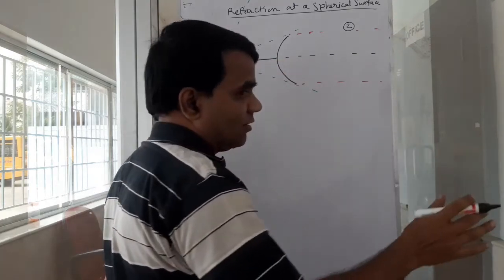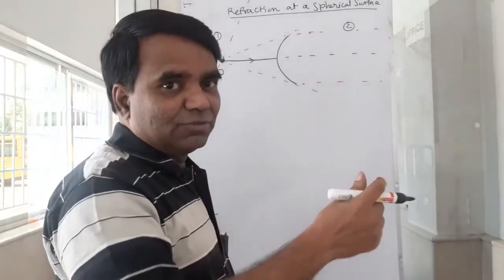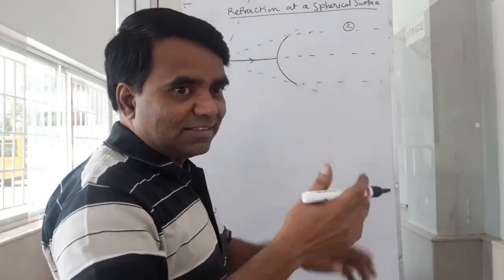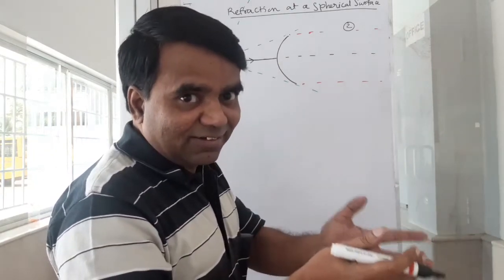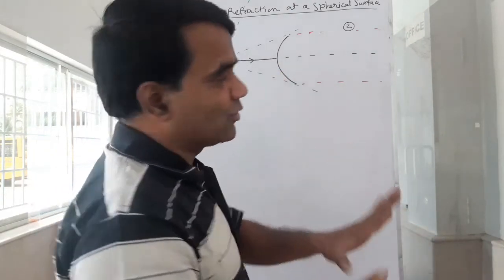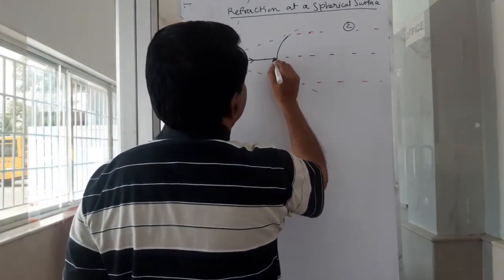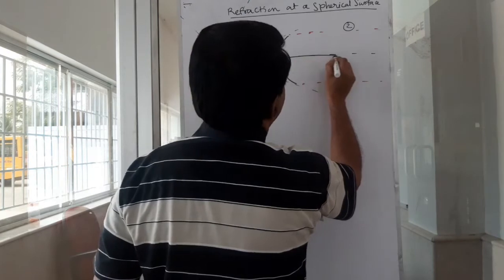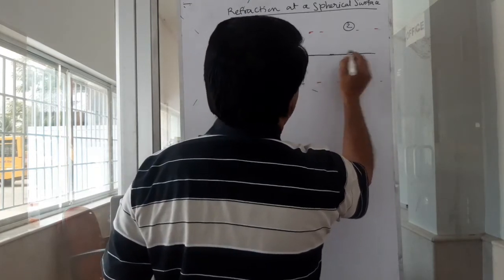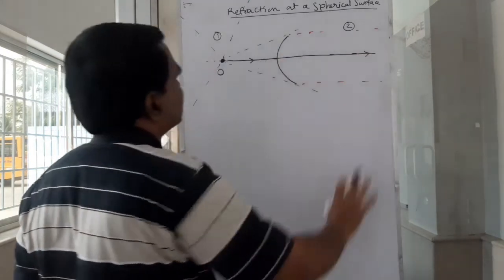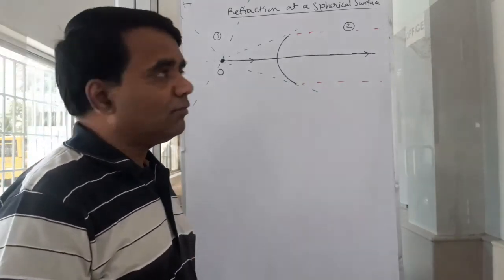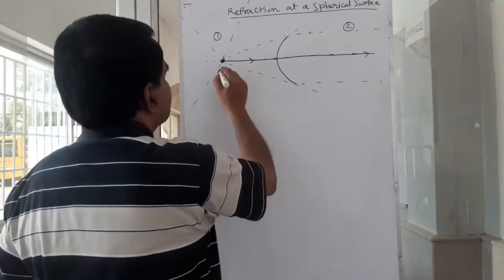Sin I by sin R. I is 0, so sin 0 by sin 0 again. So 0 by 0 is what you will get. And this will go straight. This line will go. I've taken just one line here. Okay. So this is O.